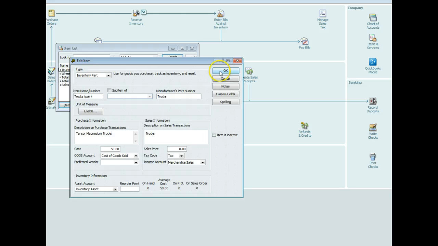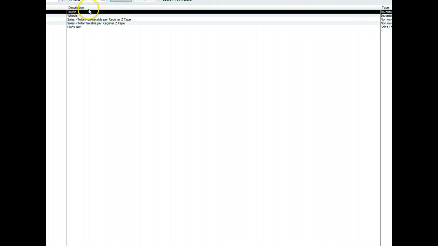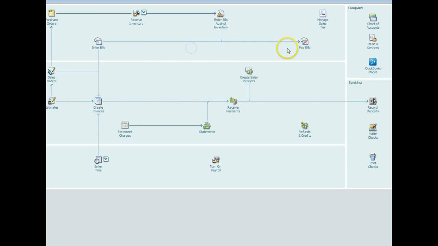So that's just a little hint there. If you have screwed something up, you can blow this up so that you can see it better. I'll put it back down here. You can always move these and look. But that's how you fix any item problem that you have. You go to items and services.